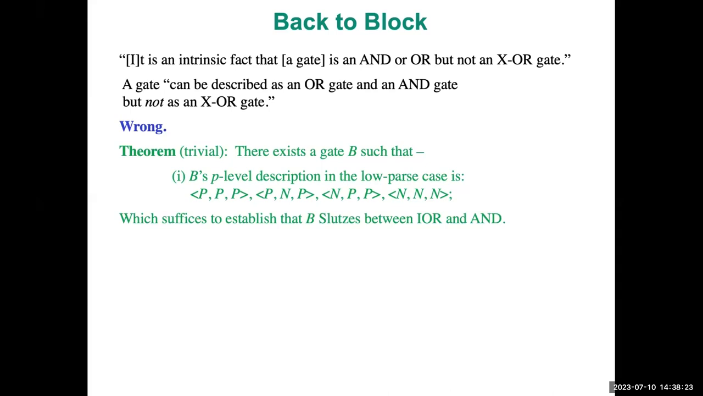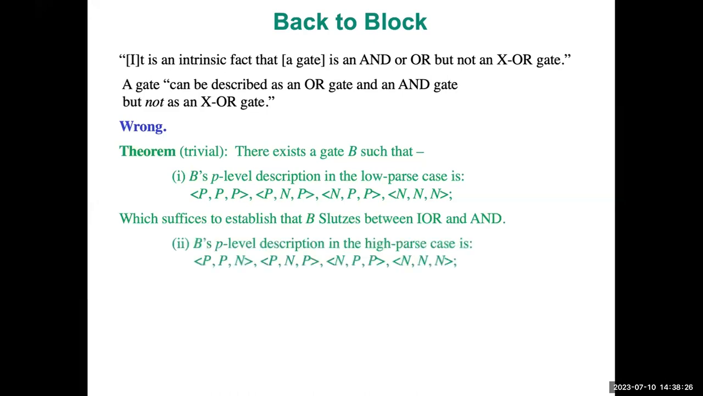It's this bit where the error creeps in. So there exists a gate B that does have that P-level description, but it also has this P-level description if you change your parsing threshold. The difference between those two horizontal pulse tables is only here; the rest is identical. It's an Aronning, basically. The allegiance of the middle-sized bump is changing. It's a pulse in this case, but in the high-pass case, it's a no pulse, just like in the examples I took you through before.